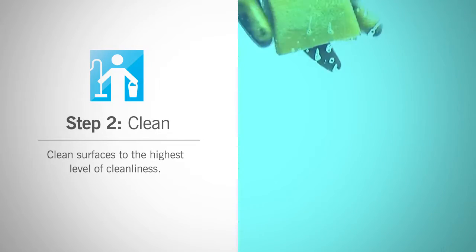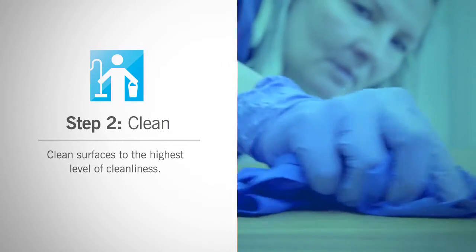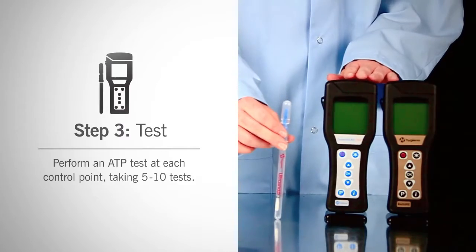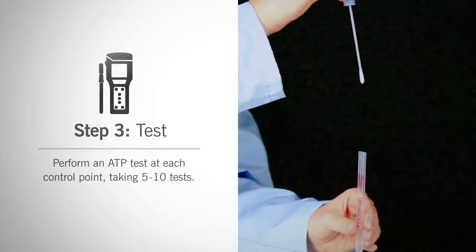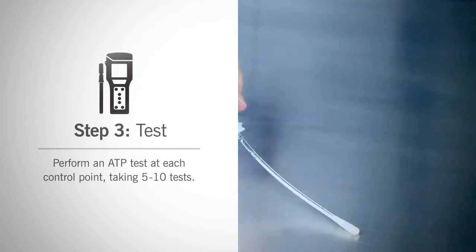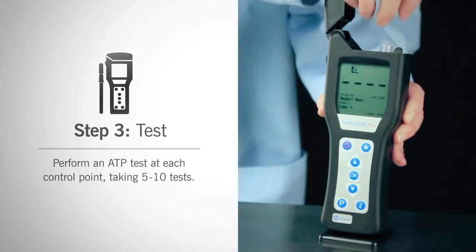Step 2. Clean surfaces to the highest standard of cleanliness. Be sure that future cleanings will be held to this level of clean as a standard. Step 3. Perform an ATP test at each control point, taking 10 replicate tests. You can either perform tests over several days, or for control points with large surface area, perform multiple tests from different spots at that location.